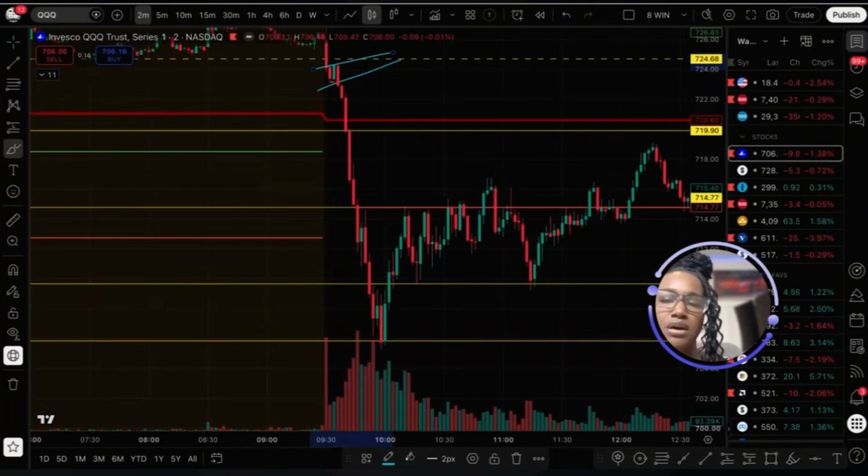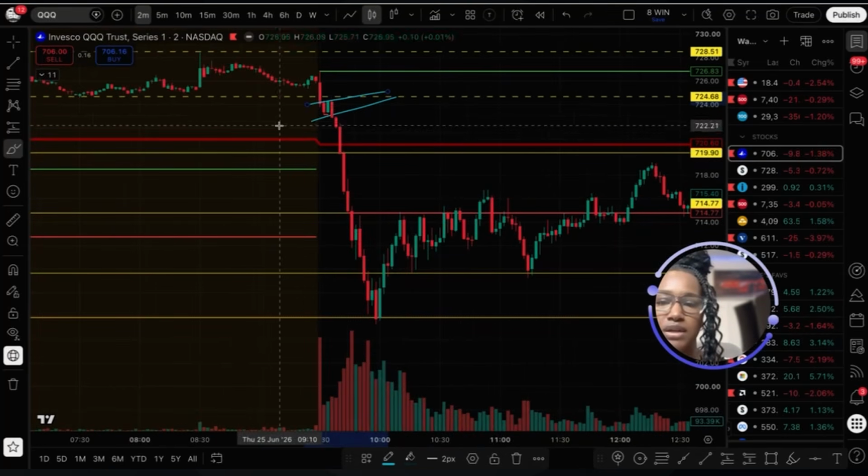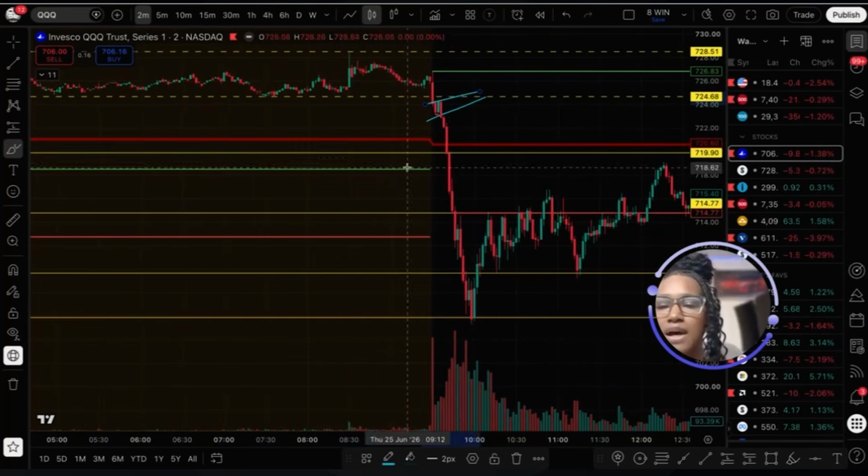All right? I want y'all to see that on that same day price made this beautiful push to the downside for all the tickers that we trade. As far as QQQ and SPY, they made the same move.